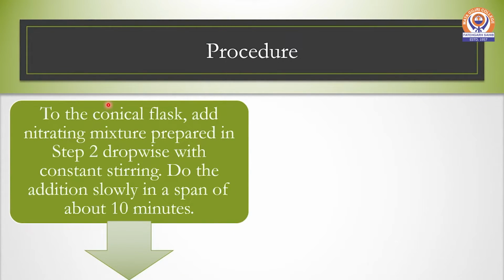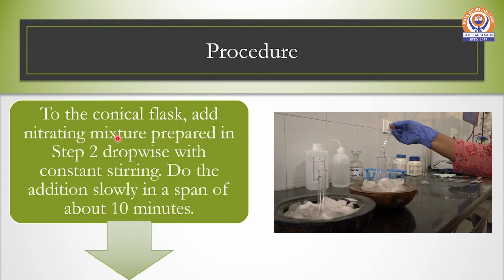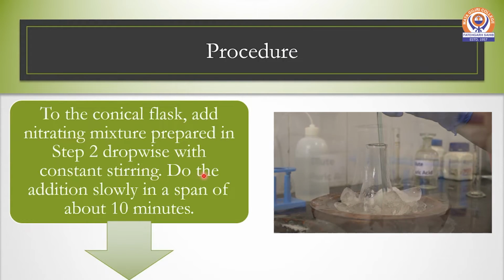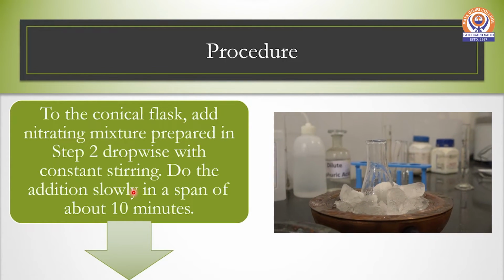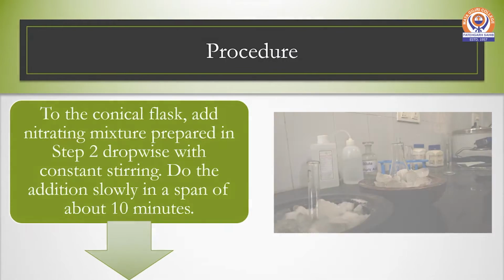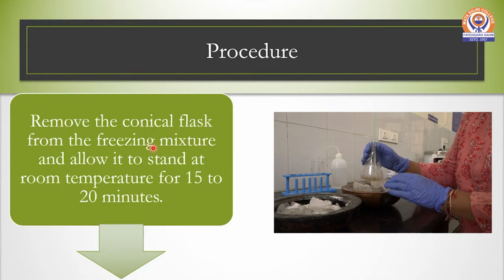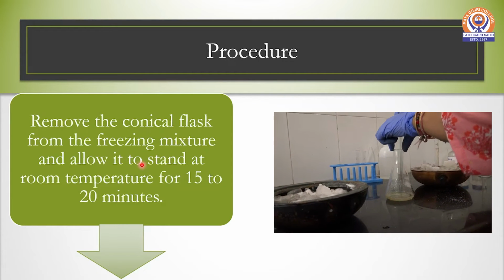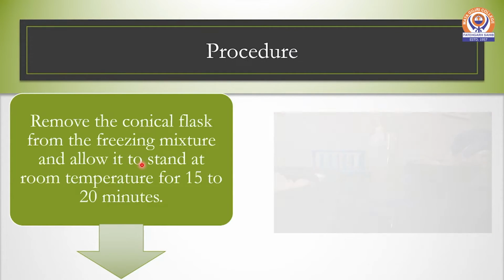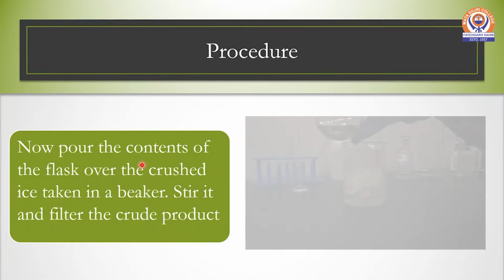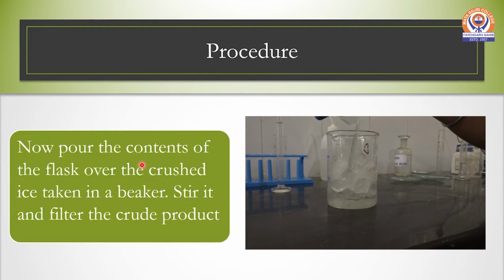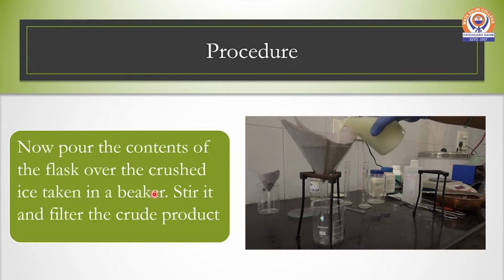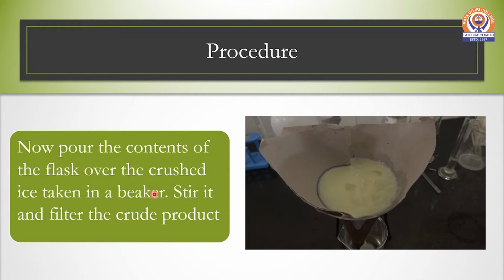To the conical flask, we'll add the nitrating mixture prepared in the previous step drop-wise with constant stirring. We will be doing this addition slowly, taking a time span of about 10 minutes, and we'll remove the conical flask from the freezing mixture and then allow it to stand at room temperature for about 15 to 20 minutes, and finally pour the contents of the flask over the crushed ice taken in a beaker, stirring it and then filtering off the crude product which is formed.